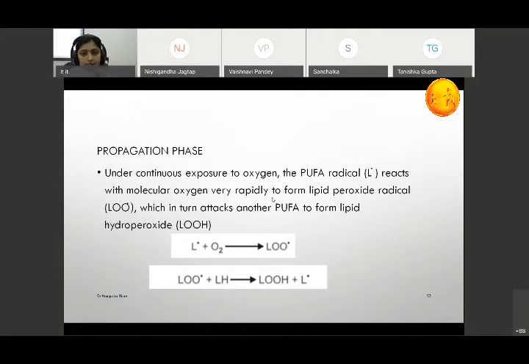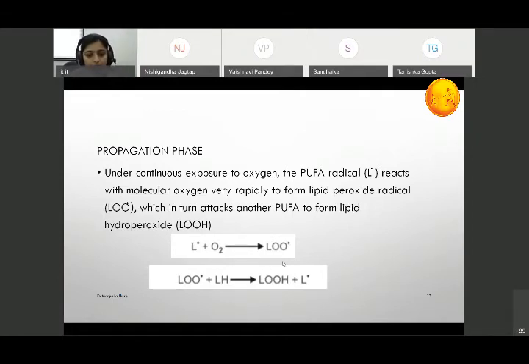Second is the propagation phase. Here there is continuous exposure to oxygen. Whatever amount of PUFA radical is formed is continuously exposed to oxygen, and this PUFA radical will react with molecular oxygen very rapidly to form a lipid peroxide radical, this LOO dot. This is a lipid peroxide radical.